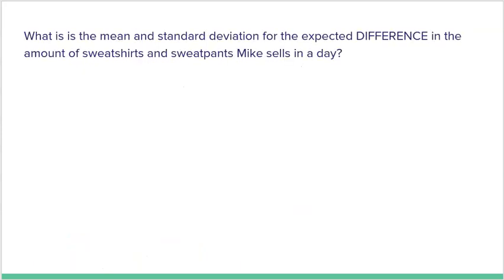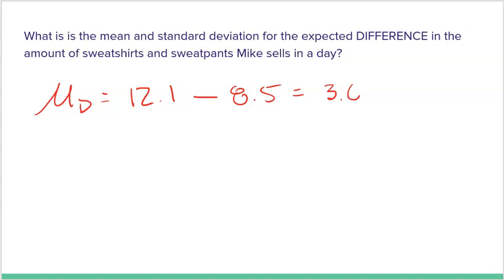What is the difference in his sweatshirts and sweatpants? What's the difference, right? So now I'm talking about the difference. So what is his average difference? Well, this is easy, right? We expect to sell 12.1 sweatshirts minus 8.5 sweatpants, 12.1 minus 8.5. So we expect there to be a difference of 3.6, right?